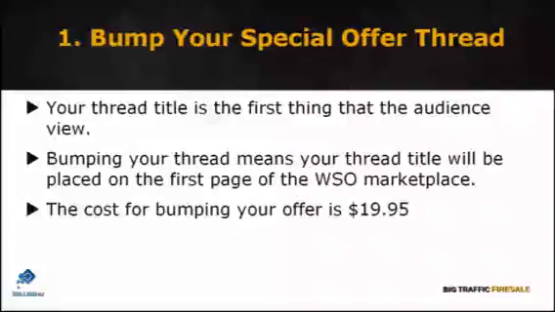When members visit the WSO marketplace, your thread title is the first thing that they'll view. Bumping your thread means that your offer title will be placed on the first page of the WSO marketplace. Usually, when new offers come in, your offer will be pushed further behind if you choose not to bump it. The cost for bumping your offer is usually $19.95.